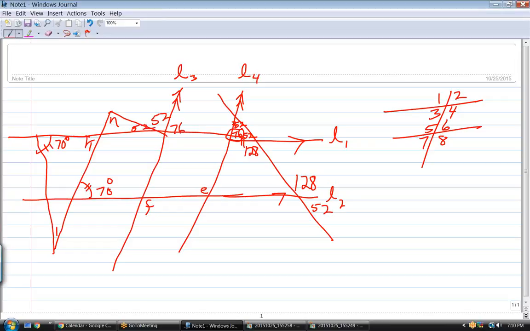Could we get E? E has to be what? 104. Right. It's supplementary with this angle 76. And the reason I know is because that's acute, that's obtuse. And then we can get F, right? Correct. F is obtuse. That's a parallel with that, and that's the transversal. So F and 104 are alternate interiors.